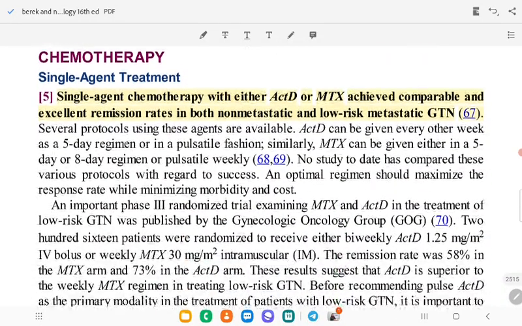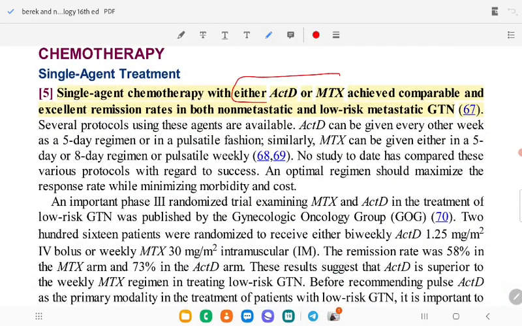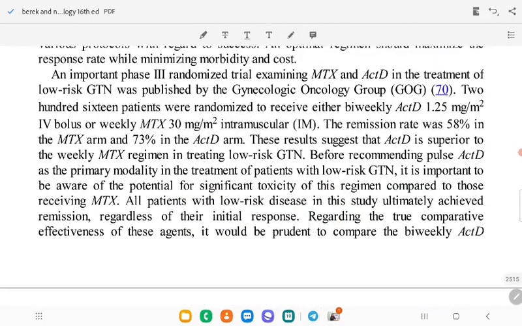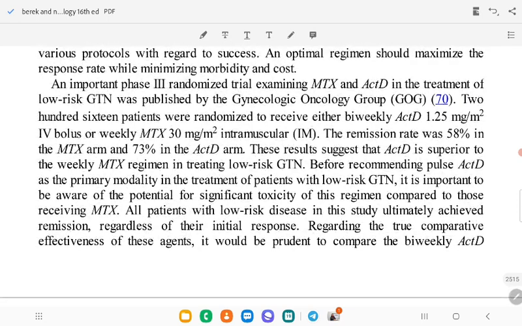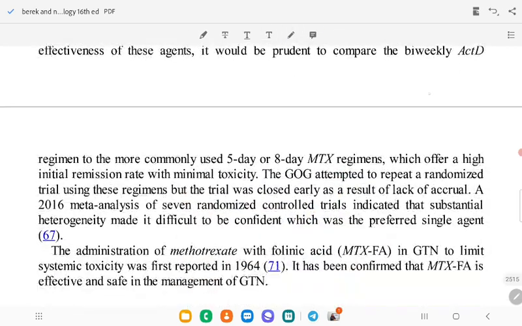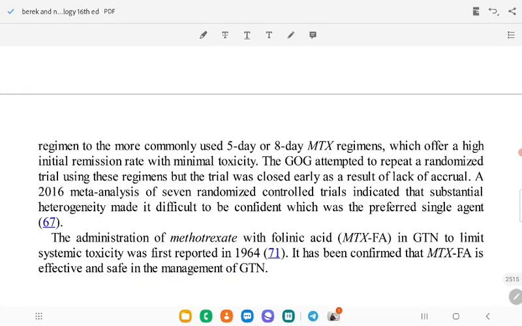For GTN patients, single agent chemotherapy like actinomycin or methotrexate gives comparable, excellent remission in both non-metastatic and low risk GTN. For a score of 6, I will give methotrexate, a five-day regimen.